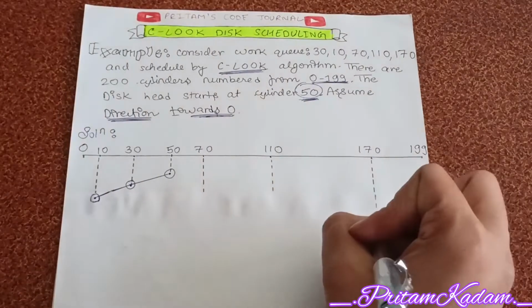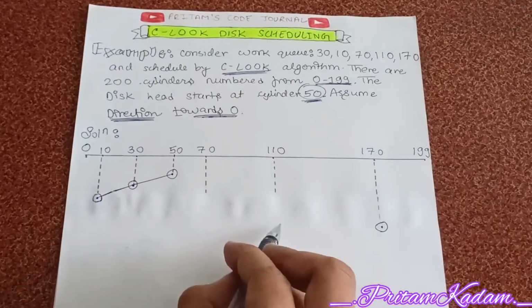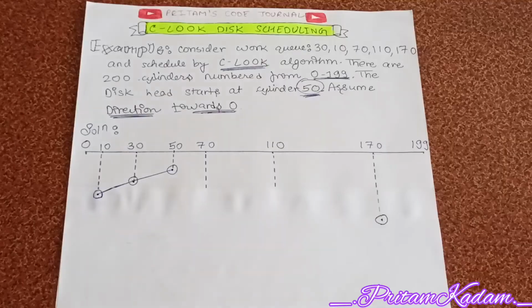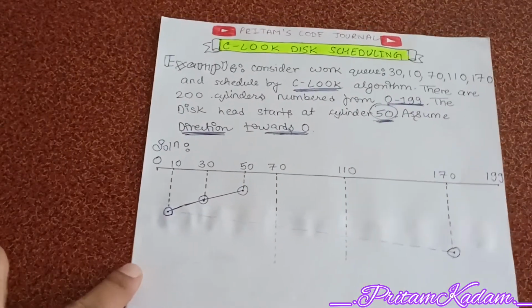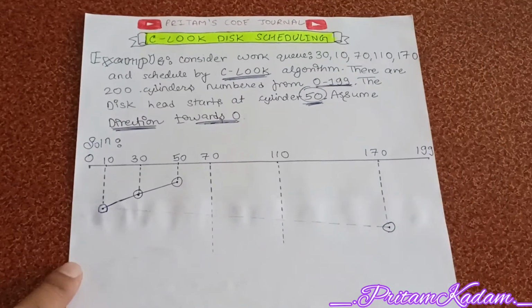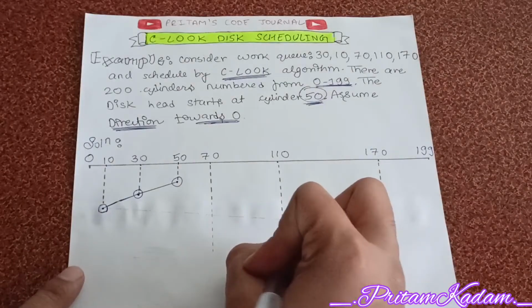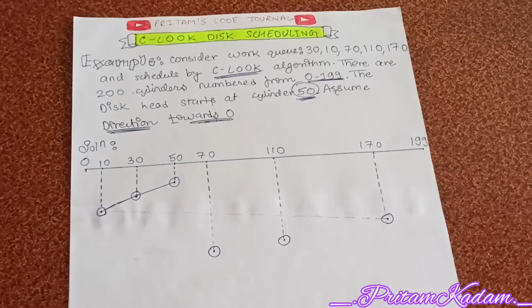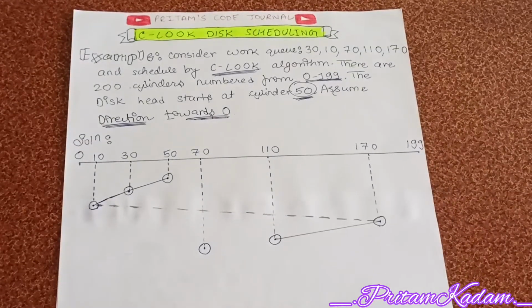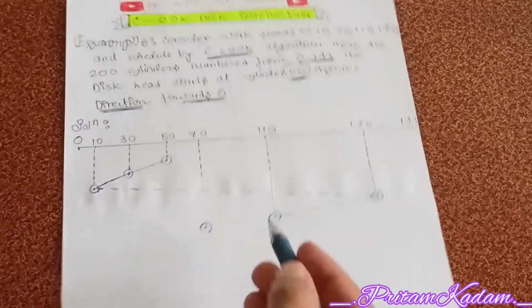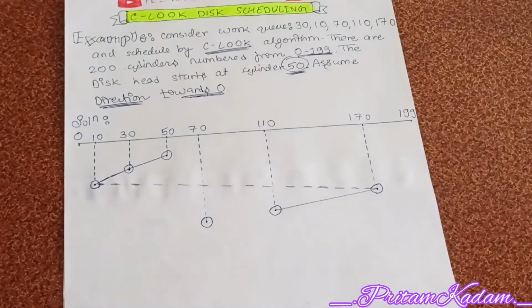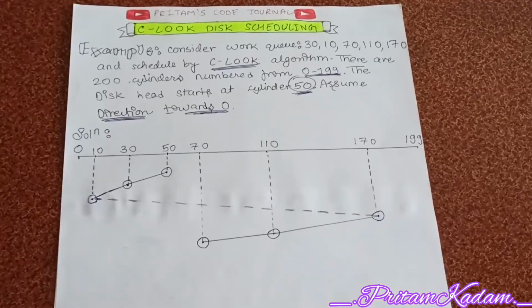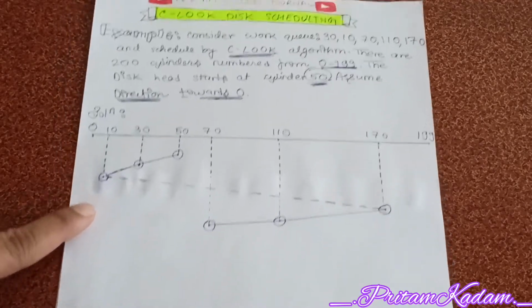Okay, so let us mark the point for 170, and then changing its direction it will execute or grant the request of cylinder 110. Okay, so let us make a point over here, and then after that it will execute the request of cylinder number 70. So let us join these, so 70 also, and then we will calculate the total head movement.